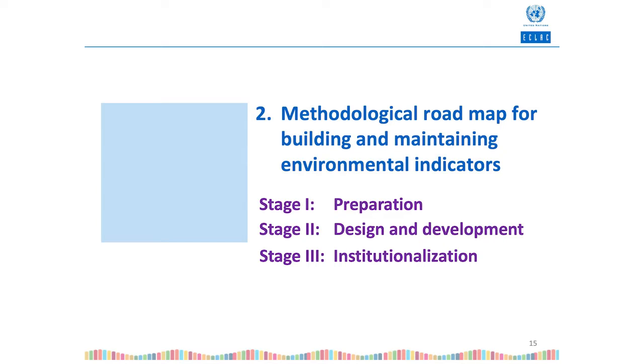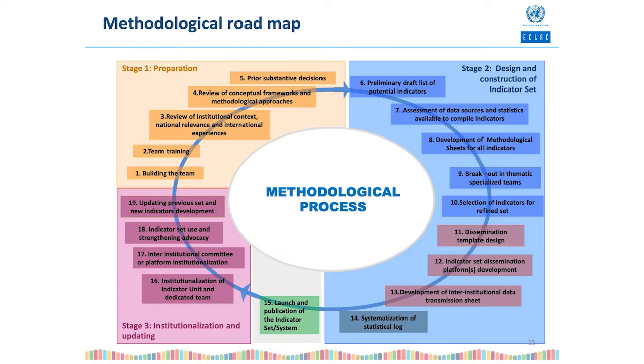So in this second stage, we would look at the methodological roadmap for building and maintaining these environmental indicators. So we look at 3 stages. We have the preparation stage, design and development stage, and the institutionalization stage. In this schema, we look at the methodological processes, and we see these 3 stages shown. We will look at each of these stages and explain each of them in the coming slides.